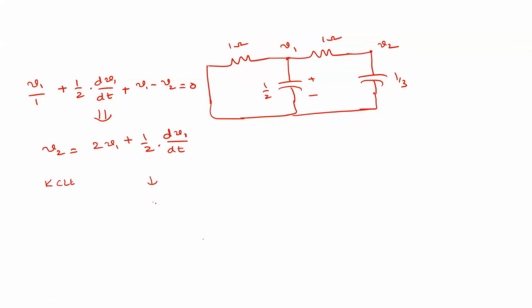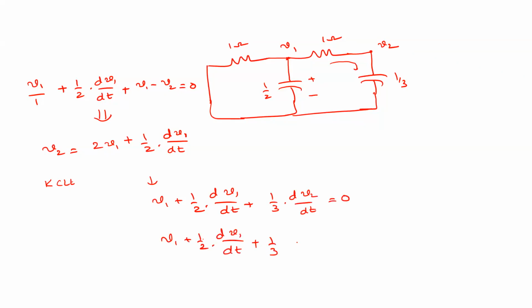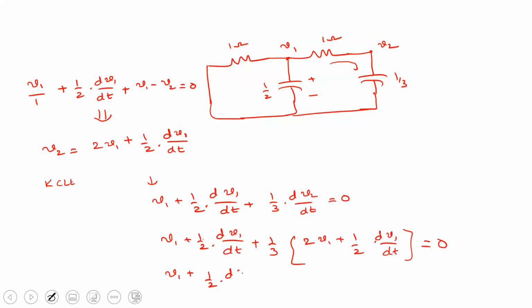We can write this in another way. V1 plus 1/2 dV1/dt, and this current is known to you. If you know this voltage, this current can be written as 1/3 dV2/dt. So V1 plus 1/2 dV1/dt plus 1/3 times this entire thing equals 0. If we solve this, V1 plus 1/2 dV1/dt plus 2/3 dV1/dt plus 1/6 d square V1/dt square equals 0.